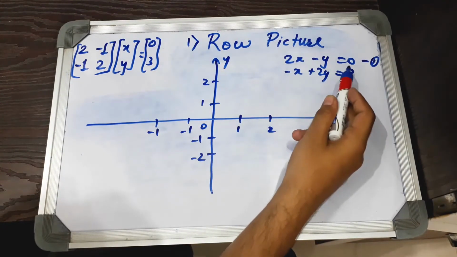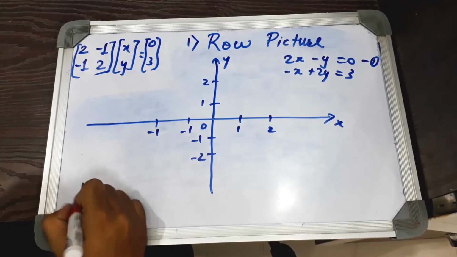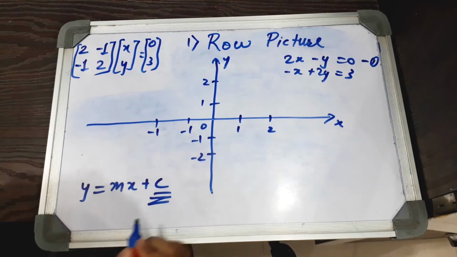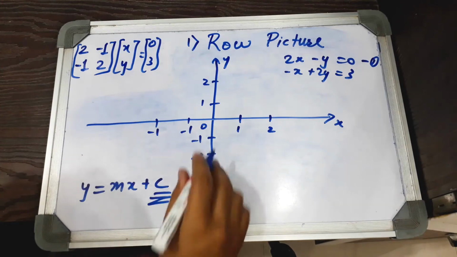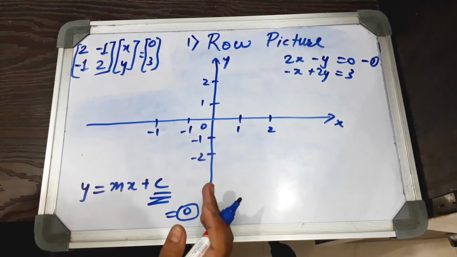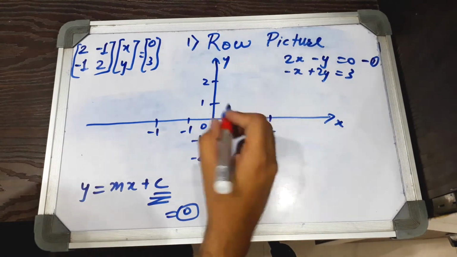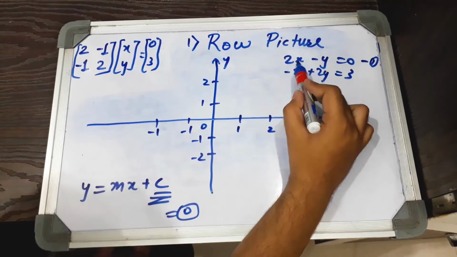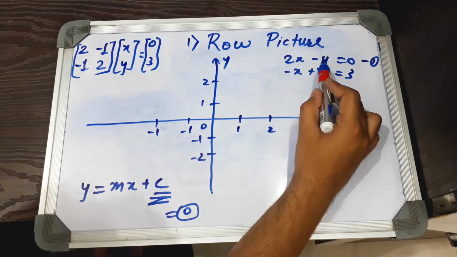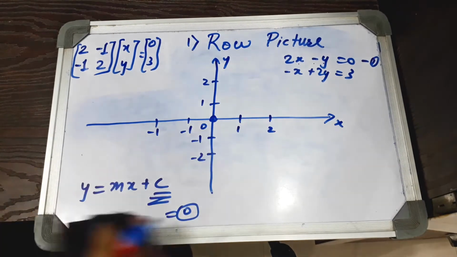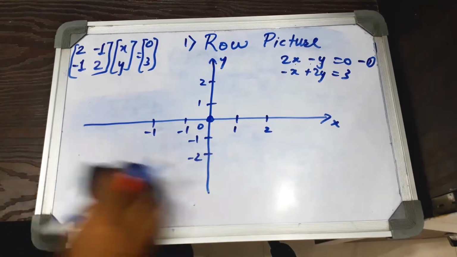Now there is a little bit of a hint for you. The line equation is always y equals mx plus c. If c is 0, then the origin is the solution, right? So here c is 0, so the origin is the solution directly. You can check it here: 2 times 0 minus 0 equals, of course, 0. So the origin is a solution for that.